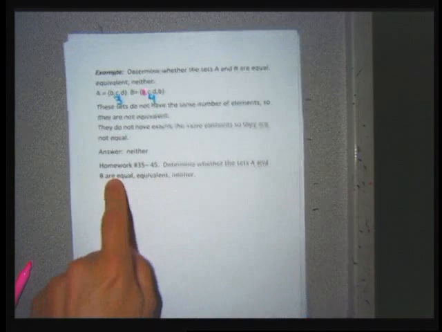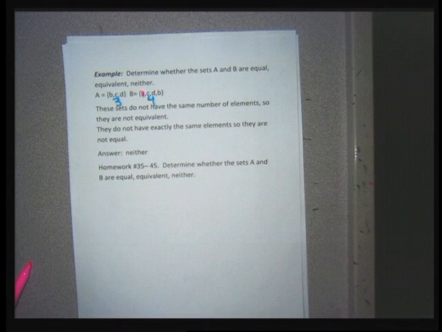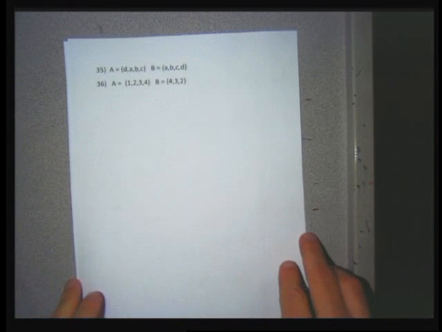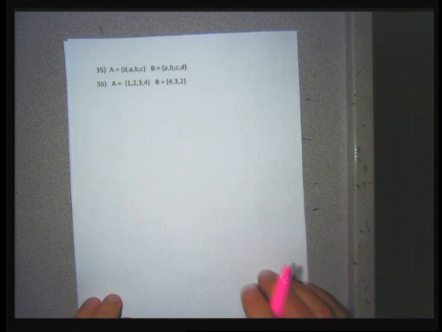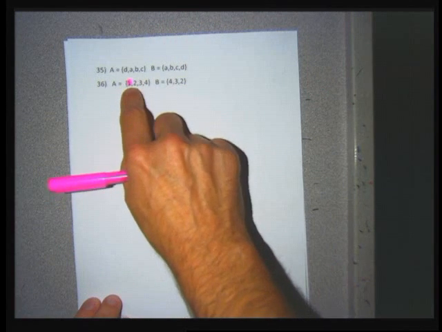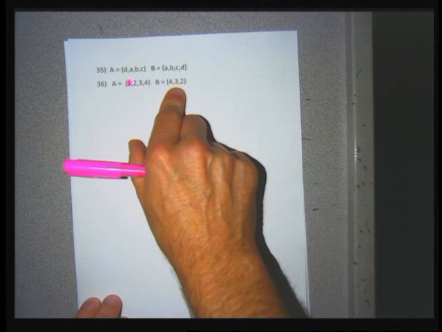So last group of homework, determine whether the sets are equal, equivalent, or neither. These should be easy, hopefully. There's got to be something in there that makes them a little bit harder. So again, our 35 and 36 don't line up the same way because we'll have different answers. First thing I want to look at is whether my sets are equal, and they're not equal in problem 36 because A has a 1 that B doesn't.